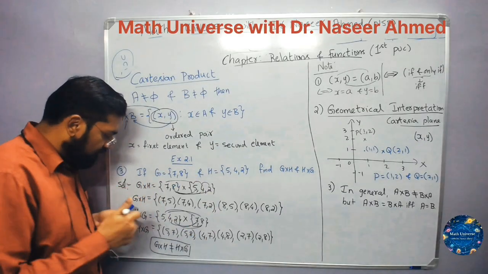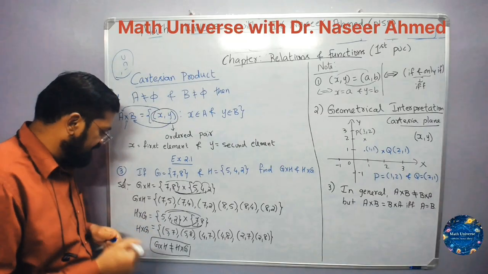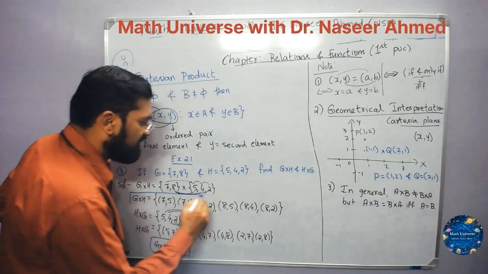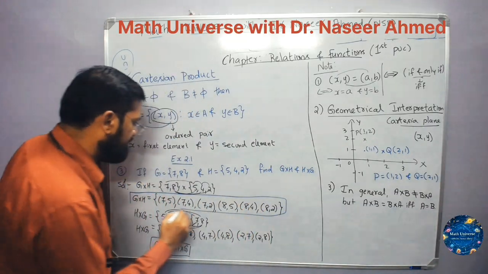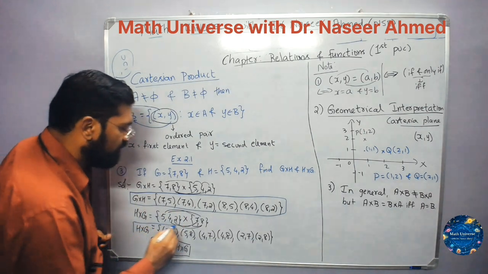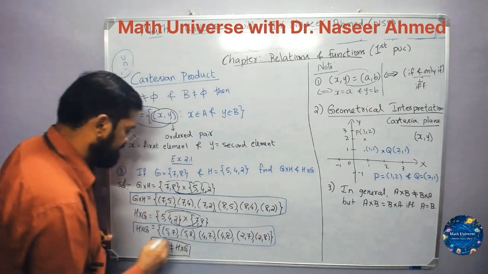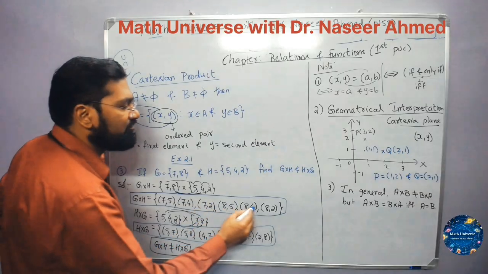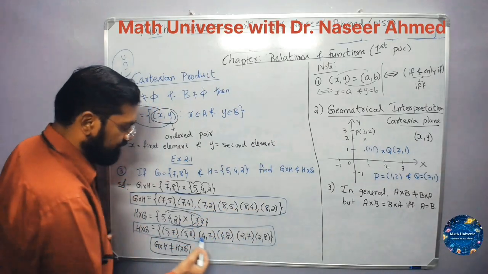Just count how many elements we have in G cross H. See carefully this. How many elements do we have in this? And how many elements do we have in H cross G? Count 1, 2, 3, 4, 5, 6. Yes, 1, 2, 3, 4, 5, 6.